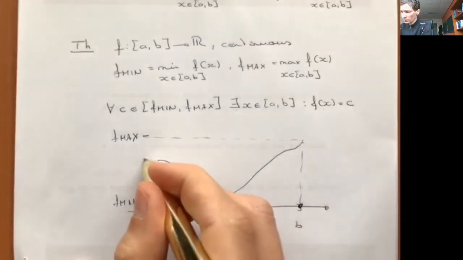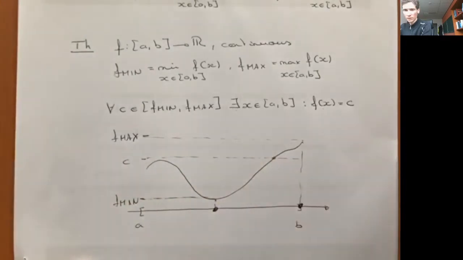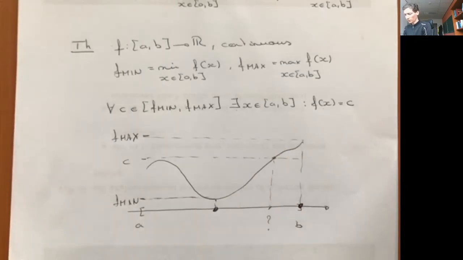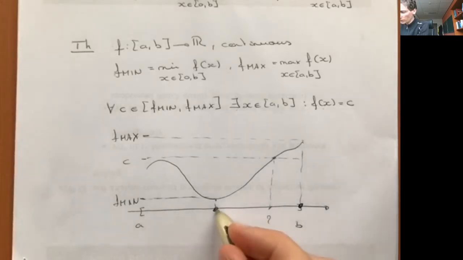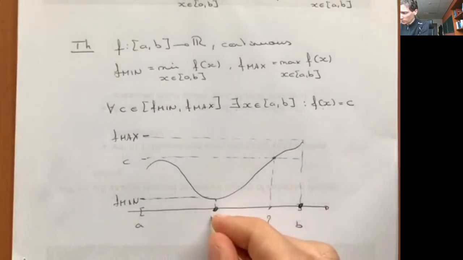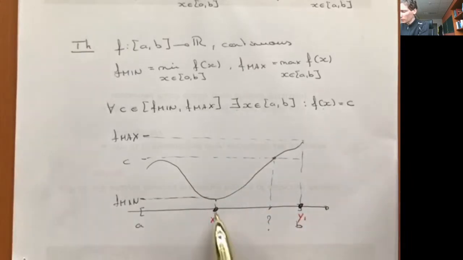And now we take a value, let's say c is equal to this value, and basically we're trying to show that at some point this line here intersects this function. What we want to do is find this point. So how are we going to do this? How is this going to proceed? Well, we're going to take this interval here between this point and this point. Let me call this x1 and y1, and we're going to divide it in two. Eyeballing it, it should probably be here.